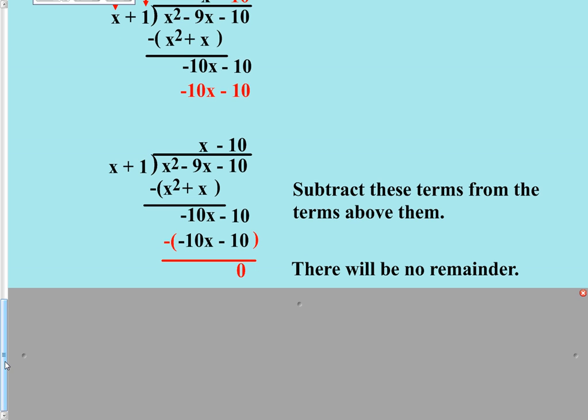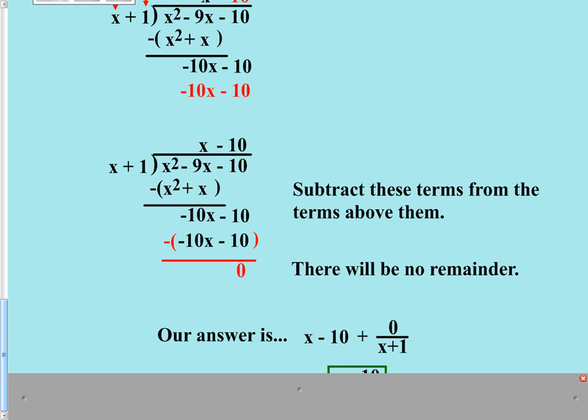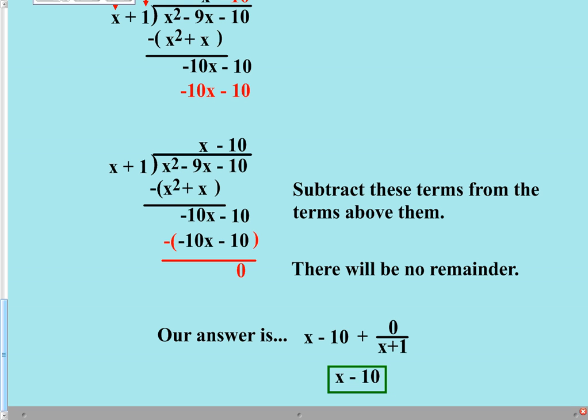Since we have a 0 here, and there's nothing else to bring down, we have no remainder. So the answer to our problem is the x minus 10 that's sitting on top of the division, and we have no remainder over x plus 1. So the remainder actually cancels out. The answer is x minus 10.